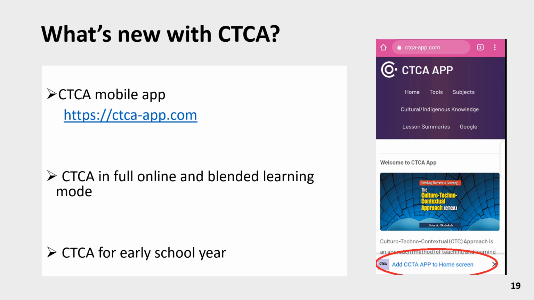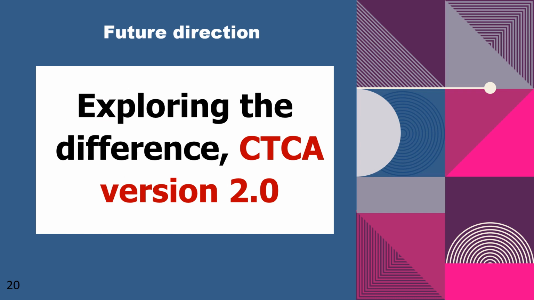CCA is now also being implemented fully online, and of course in blended mode. And we're now implementing CCA for early school years, that is the primary school levels from primary 1, 2, 3, 4, and 5. As I speak with you, there's a master student working on early primary school mathematics using CCA. In addition, we're now looking towards CCA version 2.0. What is likely to be the difference between 2.0 and 1.0? Let me give you a hint.